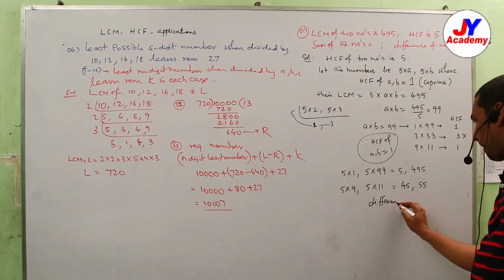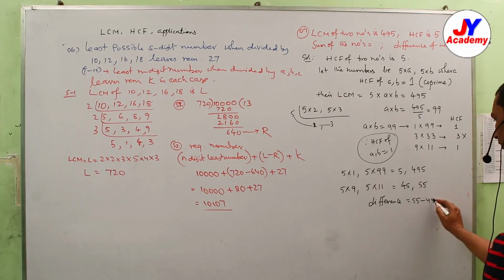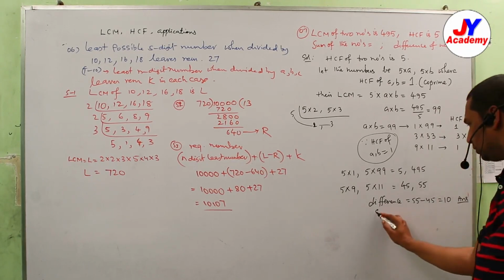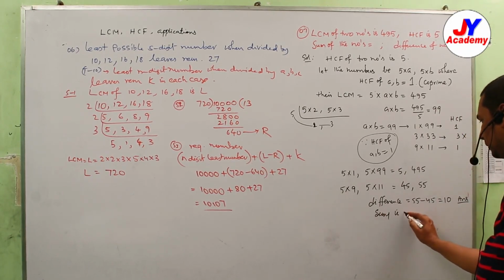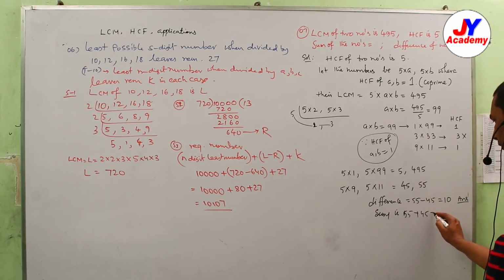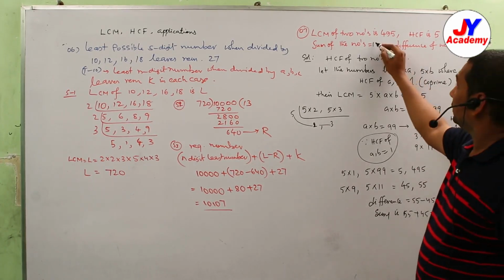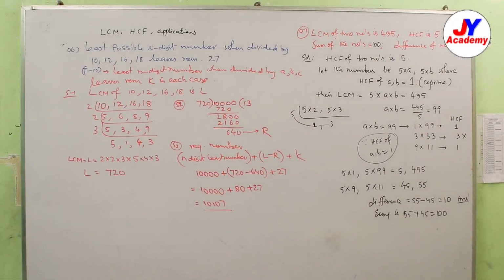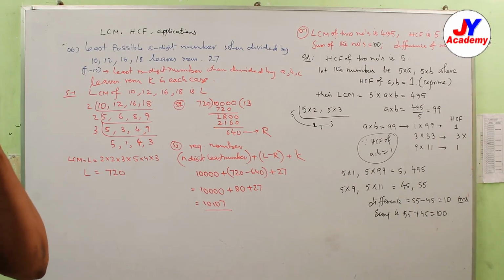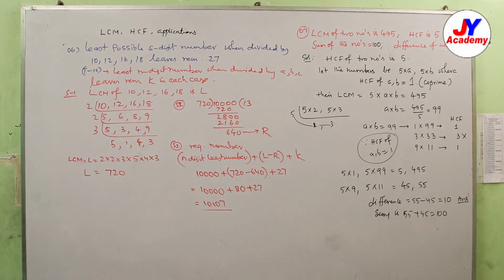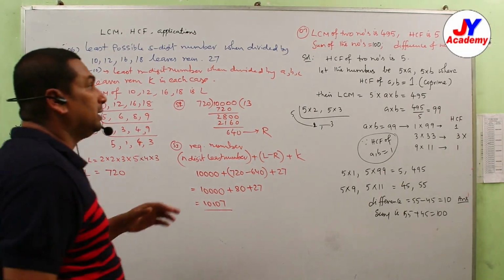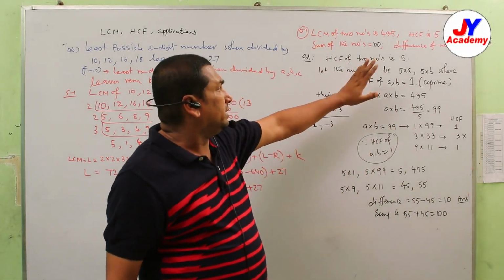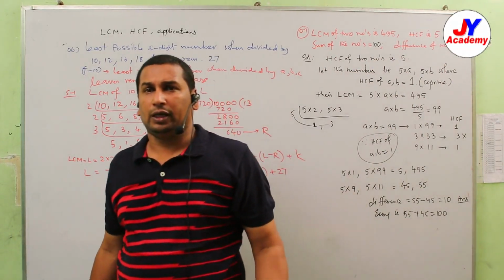The difference is 55 minus 45, which is equal to 10. This is the answer given. The sum is 55 plus 45, that is 100, but in our question it is given as 10. That is wrong. So that is the question. If the LCM and HCF of two numbers are given but the numbers are not, we can find the numbers by taking this process. Once go through how we did this. First we know the HCF.